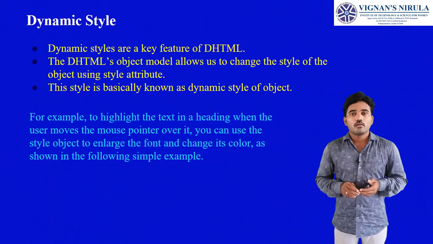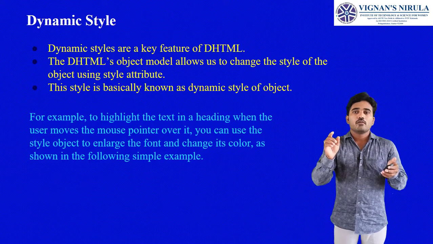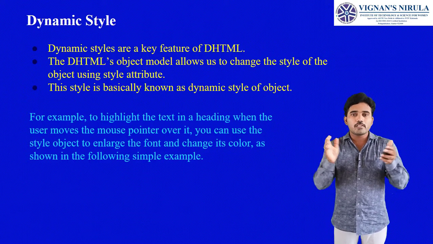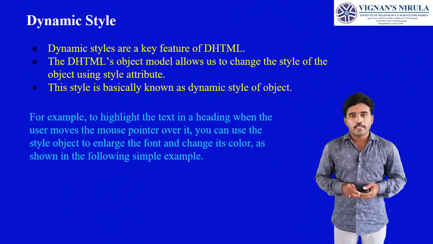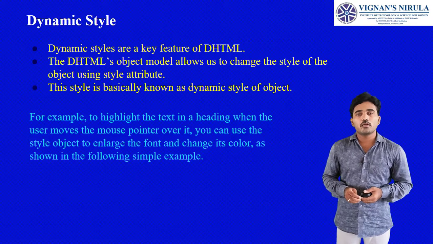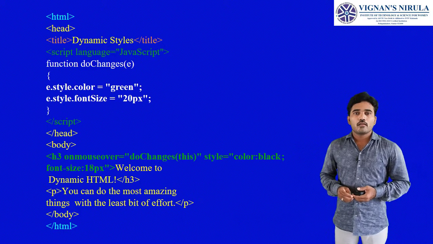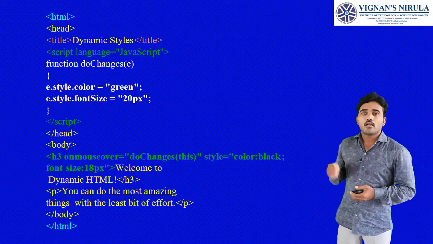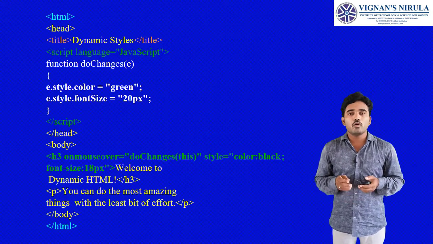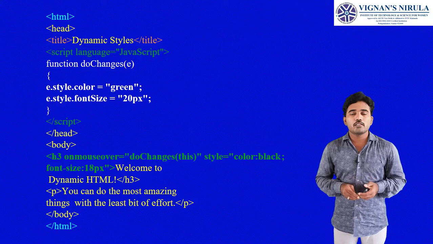For example, to highlight the text in a heading when the user moves the mouse pointer over it, you can use the style object to enlarge the font and change its color, as shown in the following example. So let us discuss the dynamic style using an example. See here, first see the body. In this body, I have used a heading H3 and a mouse event, onmouseover, equal to invoking a function doChanges(this). Here I am using the JavaScript this pointer.